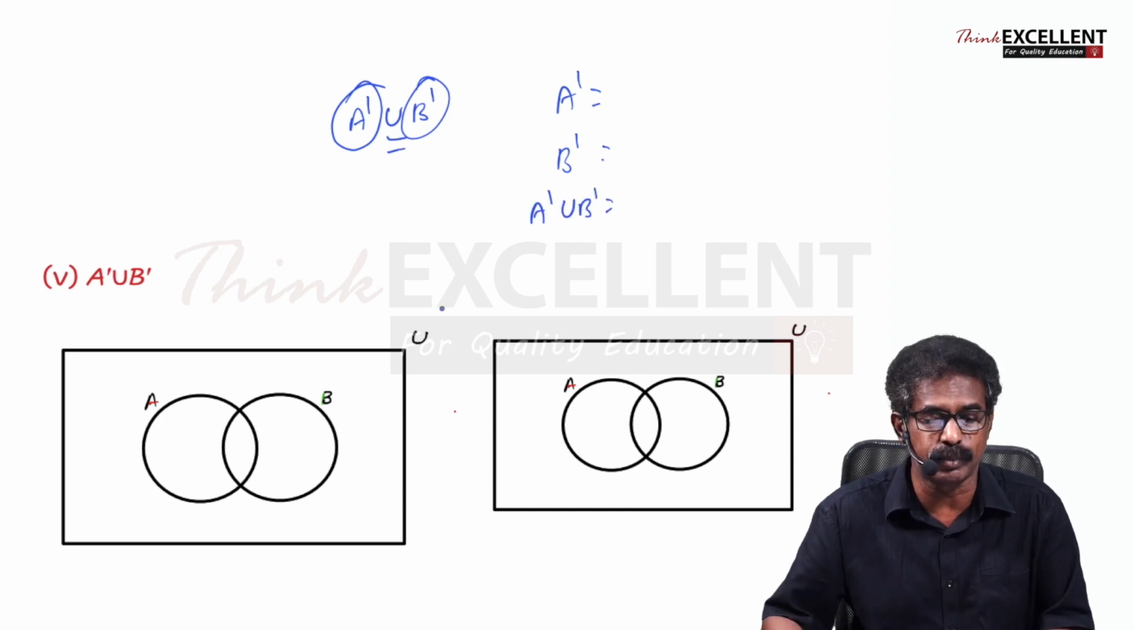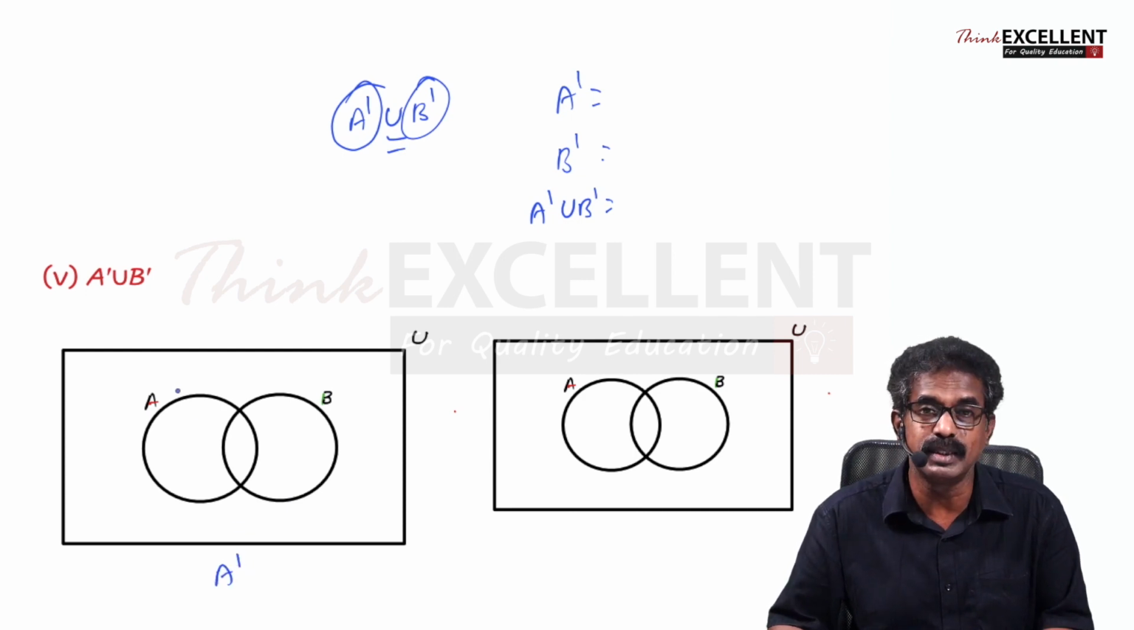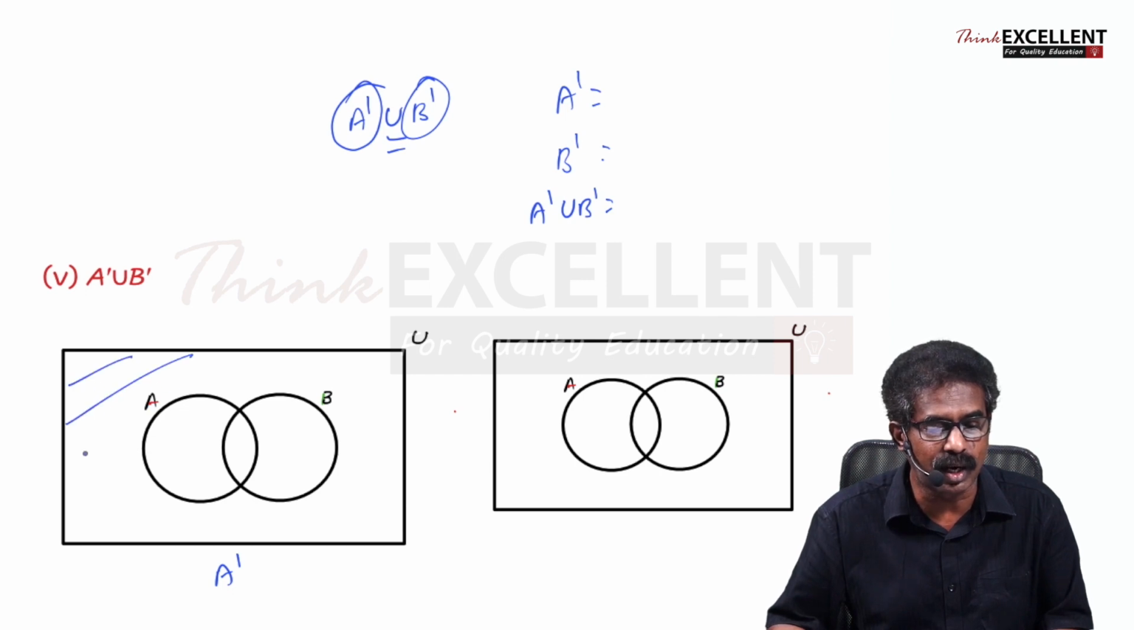Same way here also. What am I going to do? First, I'm going to shade A dash. A dash means leave A, right? Leave A, shade all the remaining portion. Okay, so that is A dash.